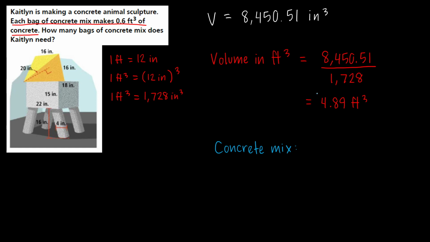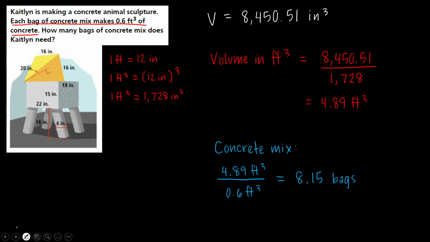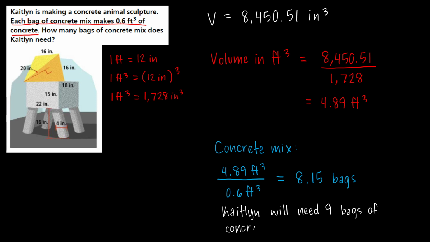To find the bags of concrete mix that we're going to need, we take our total needed concrete, 4.89 cubic feet, and divide it by the volume of the mix in each bag, so 0.6 cubic feet. And so we're going to get about 8.15 bags. But you can't buy a fraction of a bag, so for our final answer, we're going to have to round up. So Caitlin is going to need 9 bags of concrete mix because we rounded up. And there you go. That was the problem.